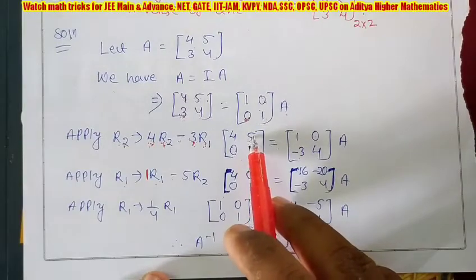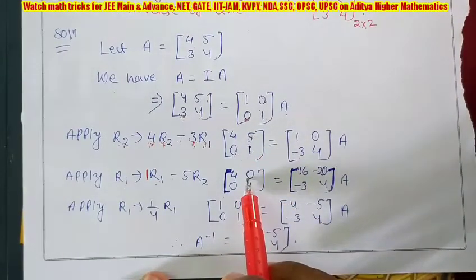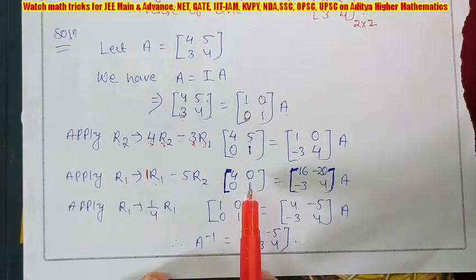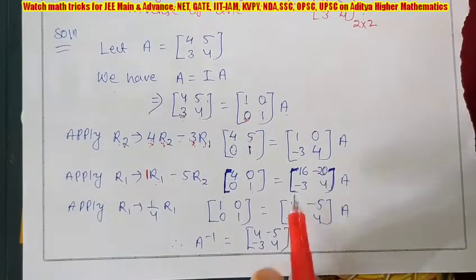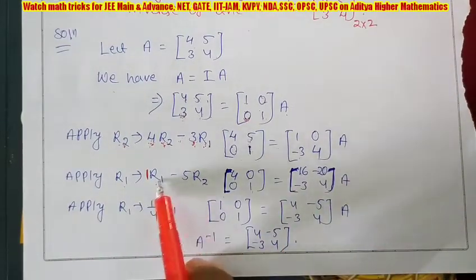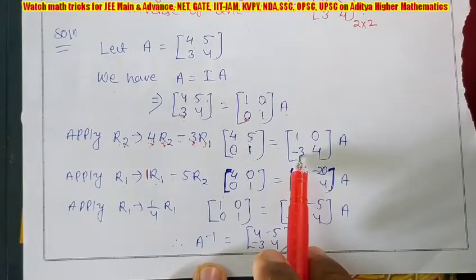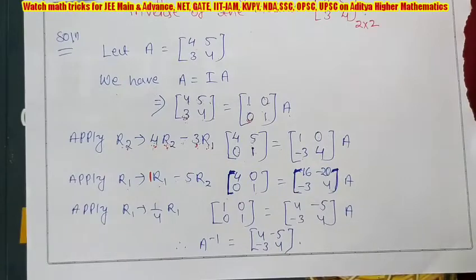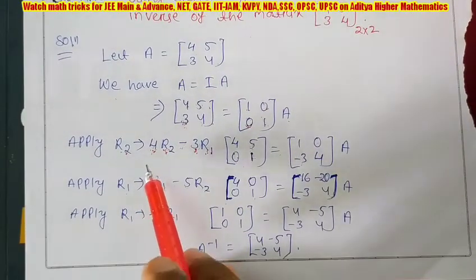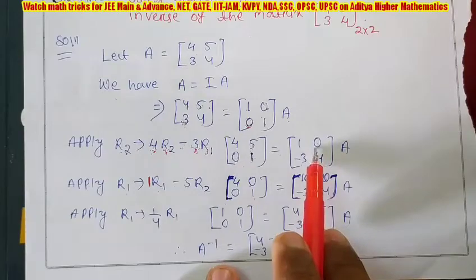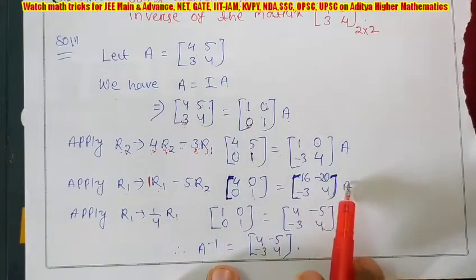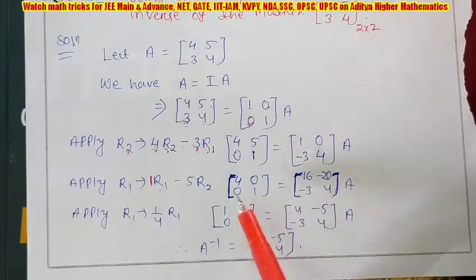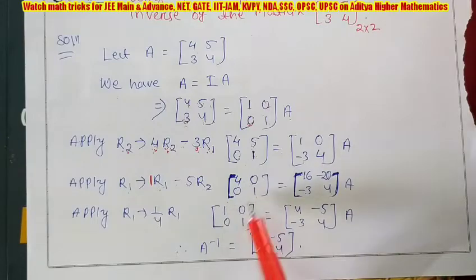Now since we are making this element 0, because R1 is 5, minus 5 into 1, 5 minus 5 is 0. Now evaluate this using R1 minus 5. R1 element is 1, but R2 element is minus 3. Minus 5 into minus 3 is plus 15. 1 plus 15, 16. Now similarly, R1 is 0, minus 5 into 4, minus 20. Now observe that the elements which are 0 in the identity matrix, the same elements we got 0 in the left hand side matrix.